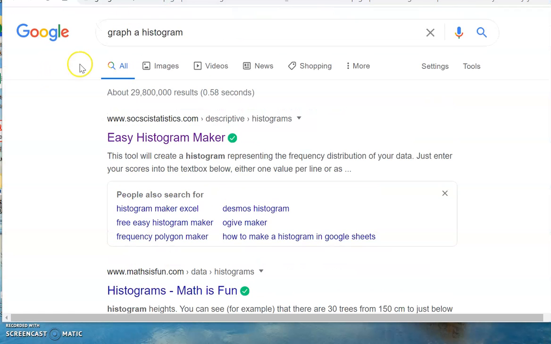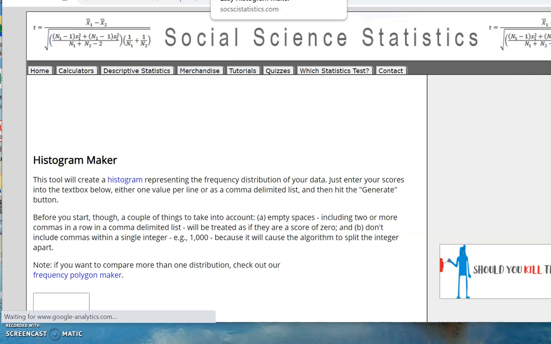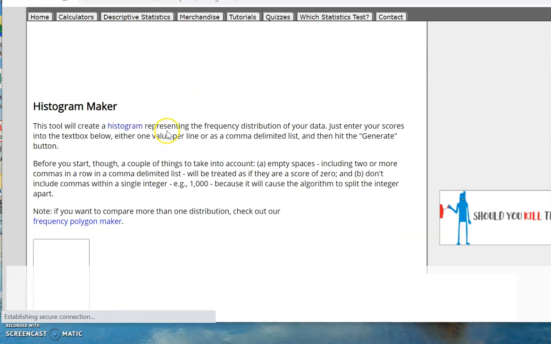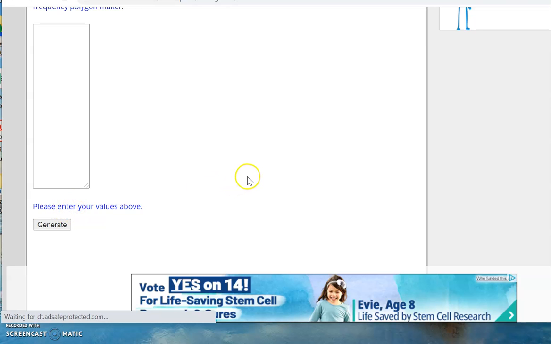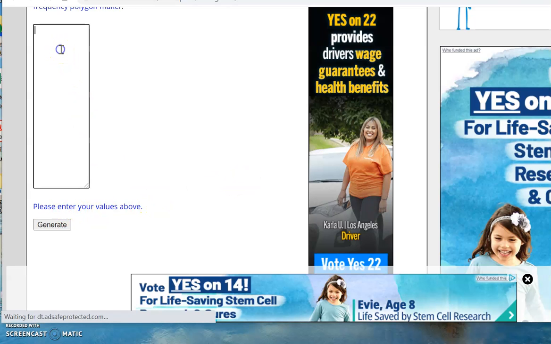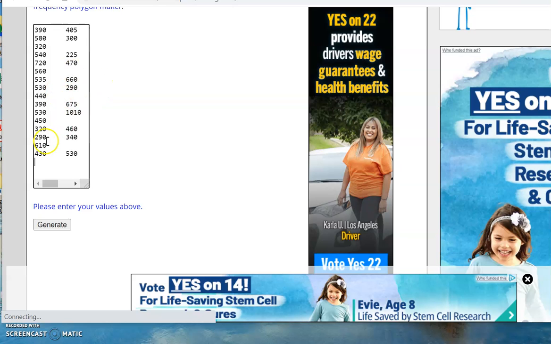All I did was Google it. I Googled "graph a histogram," and I came up with thousands and thousands of hits. Here's the one that I happen to use. It's called an Easy Histogram Maker, and it tells you what it's going to do here. It says enter your values above. So I just click on that and hit paste. So there's all my data. I hit generate.